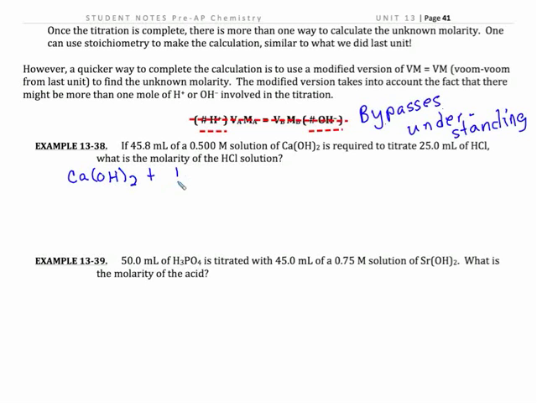So we have calcium hydroxide plus 2HCl yields calcium chloride plus 2 waters. Whoops, I didn't need that parentheses, sorry. Okay. Now, we know the volume of this. You did this kind of a calculation in your homework for the last unit. We saw these. This is solution stoichiometry.